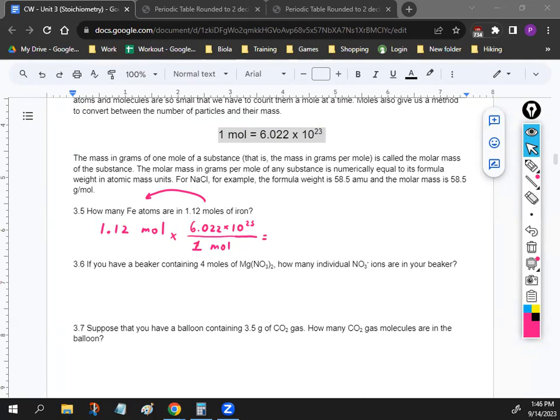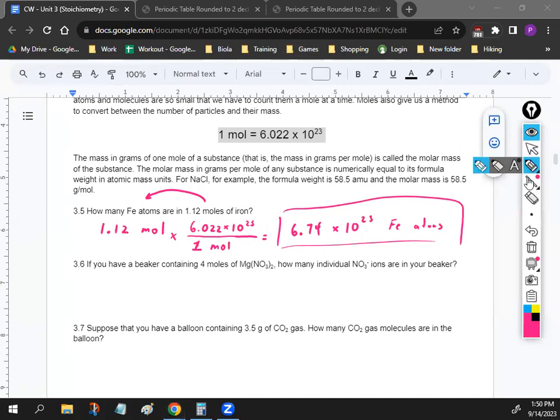If you take a look at this problem, it starts off kind of normal. You've got your starting number of 4 moles of Mg(NO3)2. I'm going to label it, just to make it clearer. And then it's asking you to turn it into individual NO3 minus ions. So we're going to start off by converting the moles into ions.